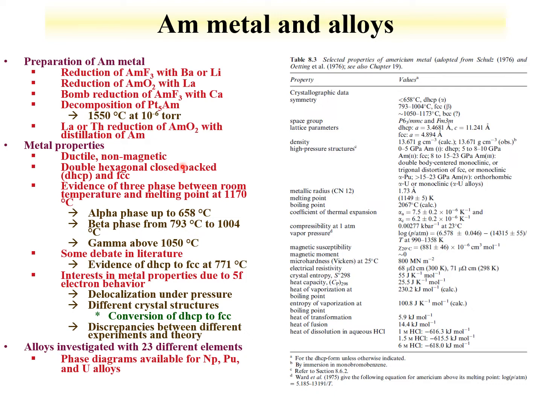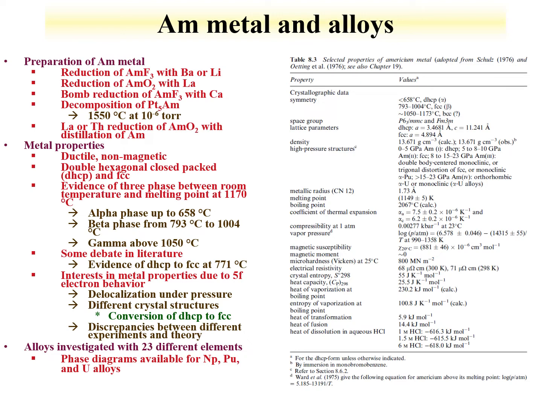The metallic properties are relatively non-magnetic and ductile, and there's a lot of interest in understanding the behavior of the metal properties due to the 5f electrons. These 5f electrons tend to delocalize under pressure, and this is also the reason why we get different structures from the hexagonal close-packed to the face-centered cubic and then this body-centered cubic. There are also some discrepancies between experiments and theories related to the formation of these different phases within Americium.